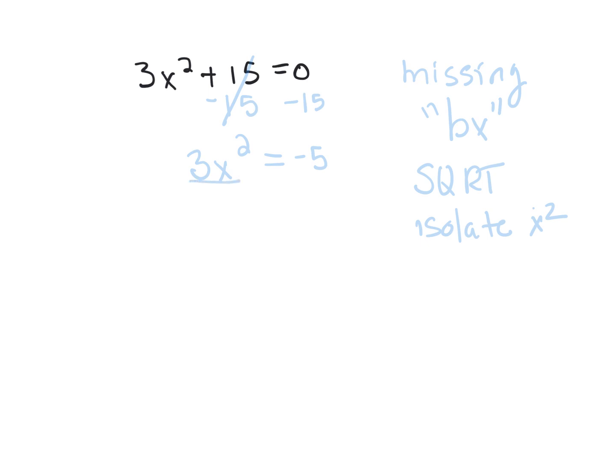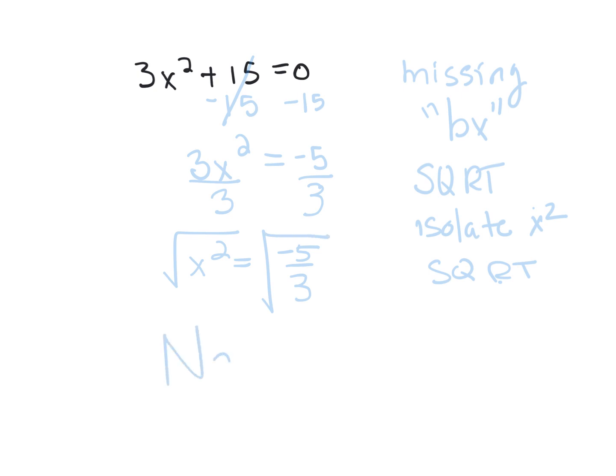And then I have that 3, so I'm going to have to divide by 3, and I'm going to get x squared equals negative 5/3. After I isolate this, I know that my next thing is to square root both sides. But what happens when I go to square root here is I'm square rooting a negative. And so that tells me that there is no real x-intercepts. There are no solutions to this. It never crosses over the x-axis.